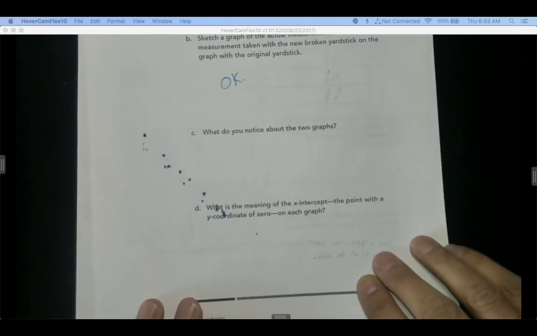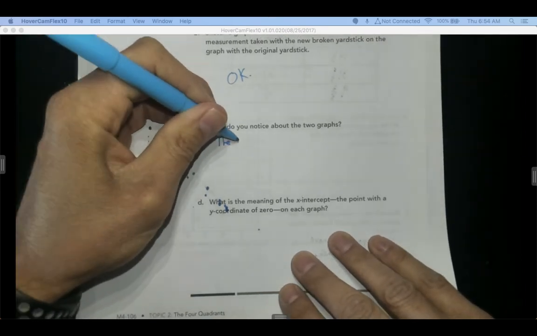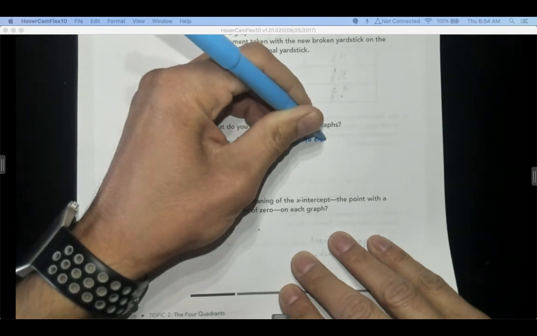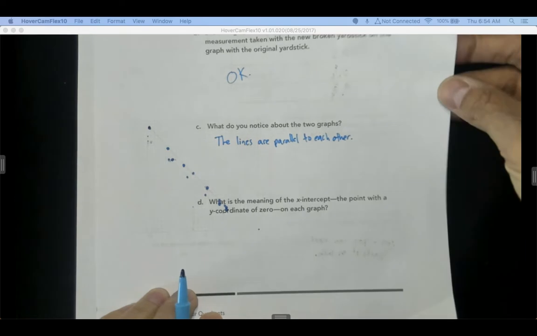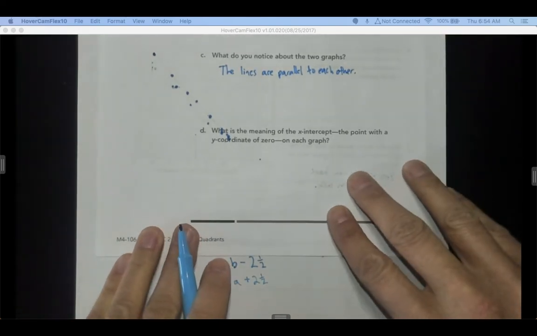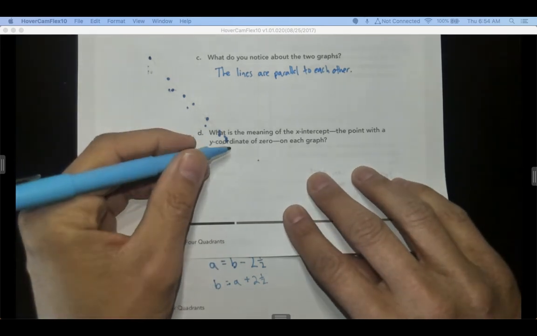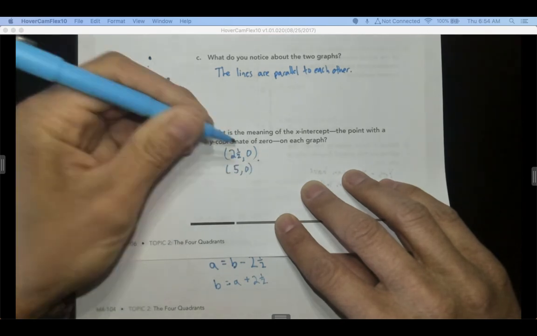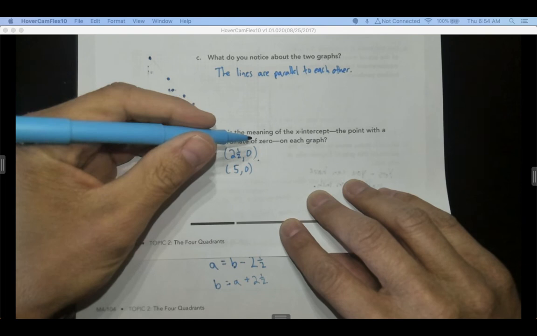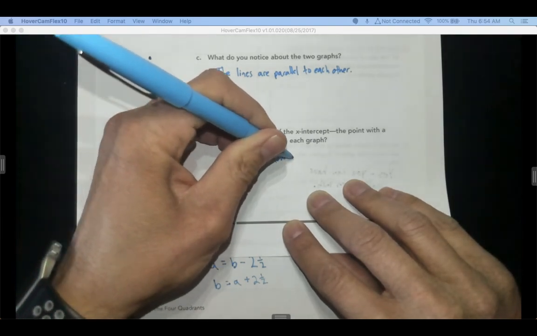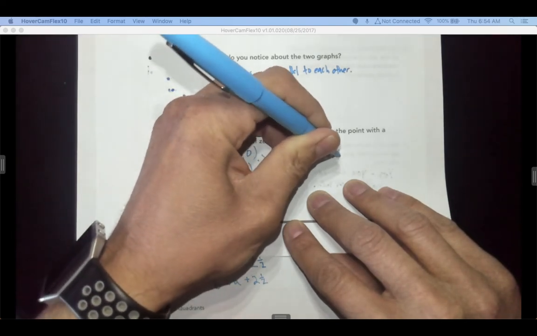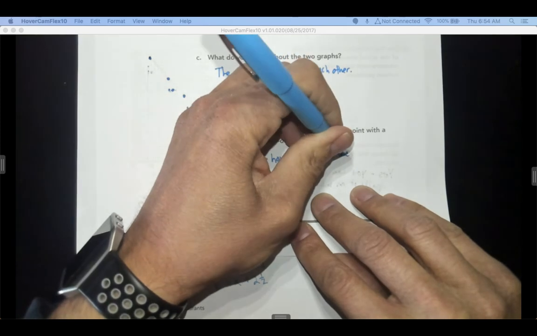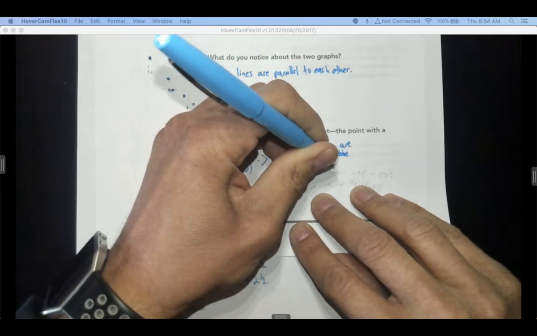What do you notice about the two graphs? Well, the lines are parallel to each other. What is the meaning of the x-intercept? The point with a y-coordinate of 0 on each graph. So 2.5, 0, and 5, 0 tells us how many inches are broken off of the yardstick.